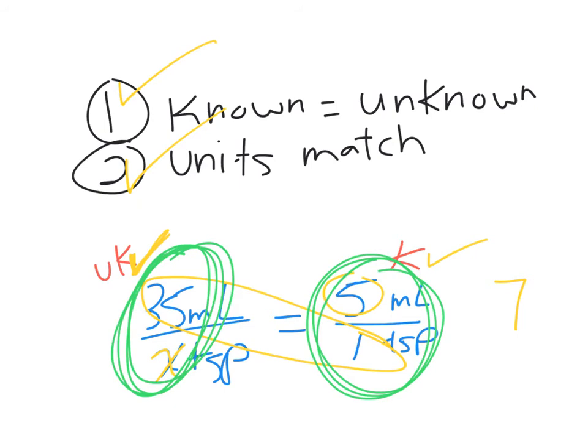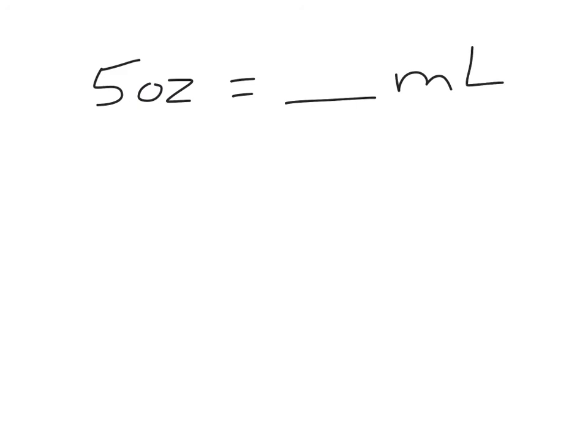Again, as long as you follow those 2 rules when you're setting up those proportions yourself, you'll get the answer right every time. Let's take a look at a couple more and we'll practice with that. So let's say I have, how about, 5 ounces, and I want to know what that is in milliliters.